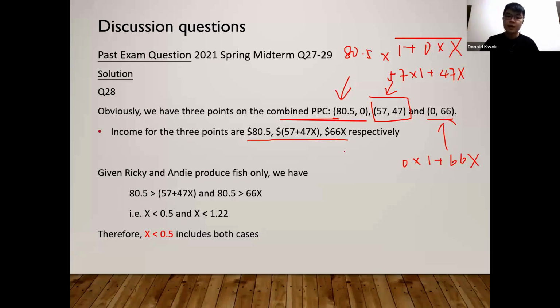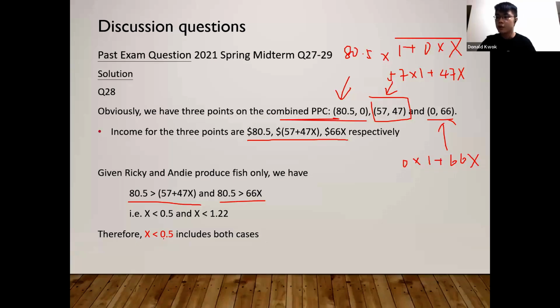If Ricky and Andy only produce fish, then the income at the x-intercept must be greater than the income at the kink point and also the income at the y-intercept. So this is how we can get the 2 inequalities here. And solving this compound inequality, we will get X smaller than 0.5, and this is the result of question 28.